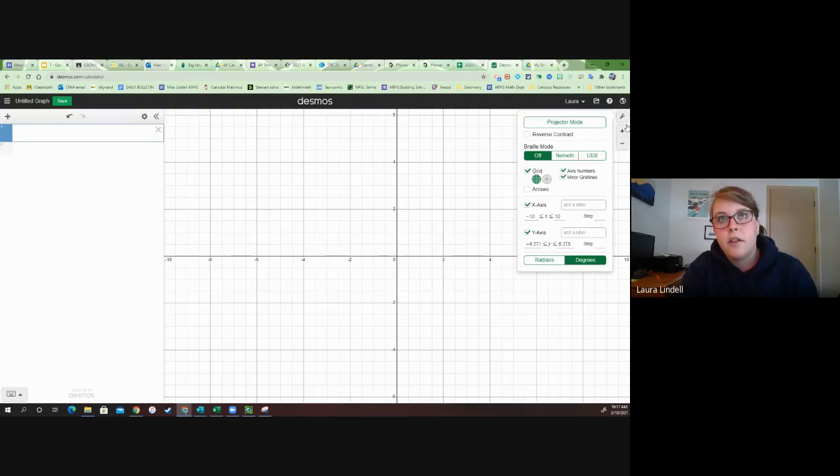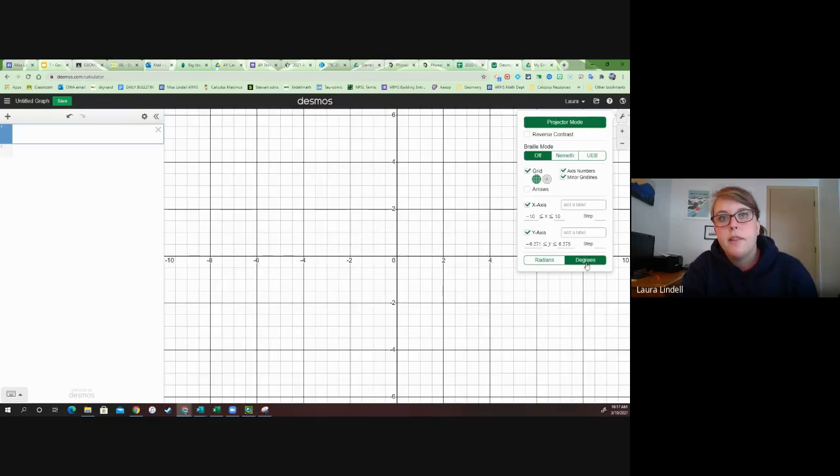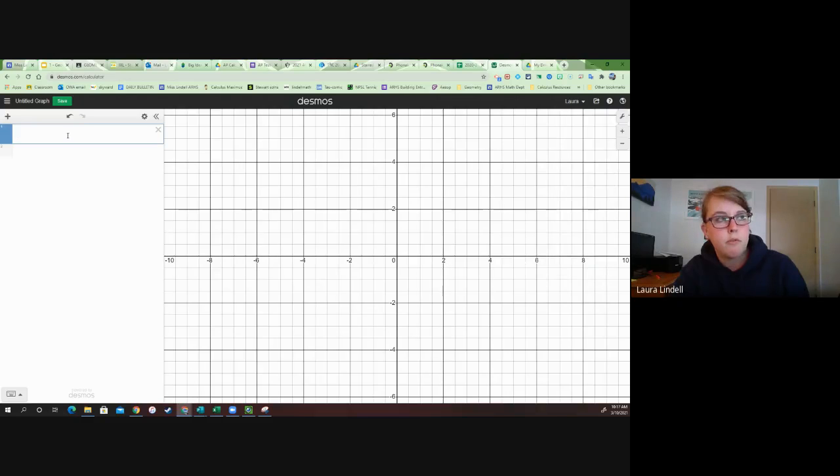So you click on the wrench, and then you click on degrees and make sure that that's the one that's highlighted in green before you do anything, because otherwise you're going to get weird answers. So make sure we're in degrees mode. And actually your regular calculators also have degree mode and radian mode, which I'll talk about in a moment. But we're more prone to that issue in Desmos.